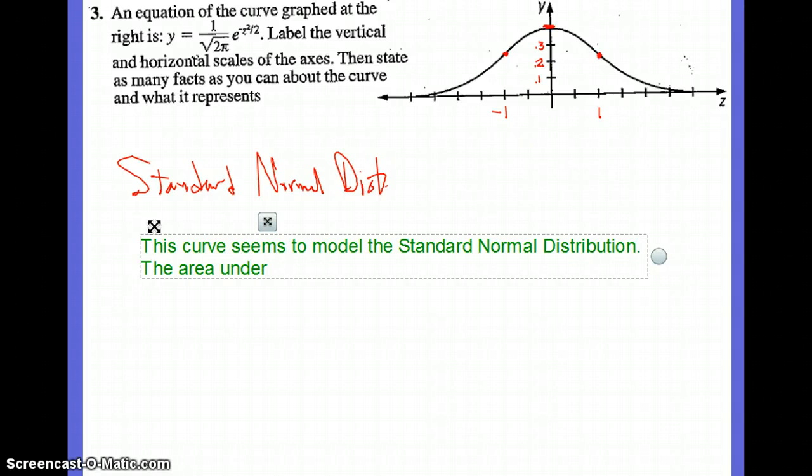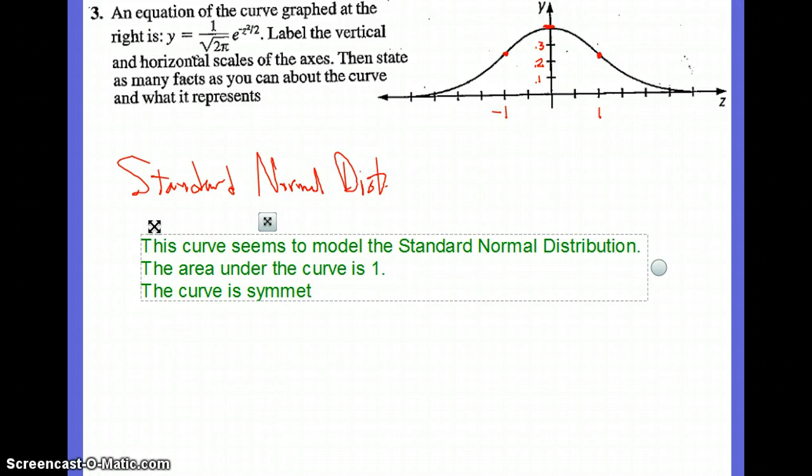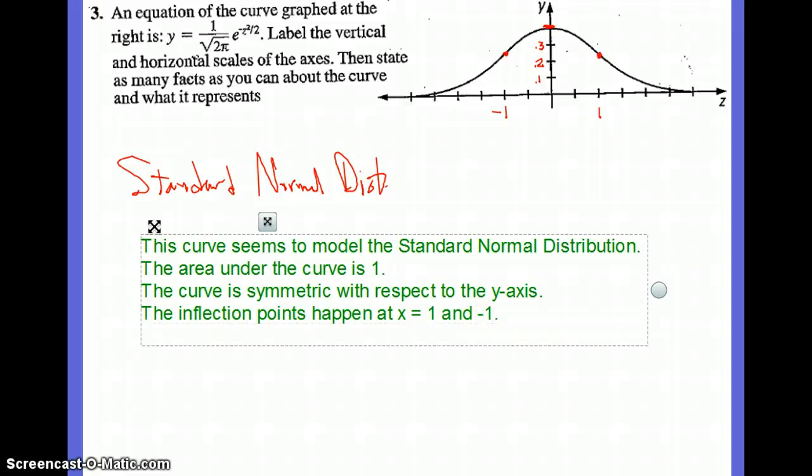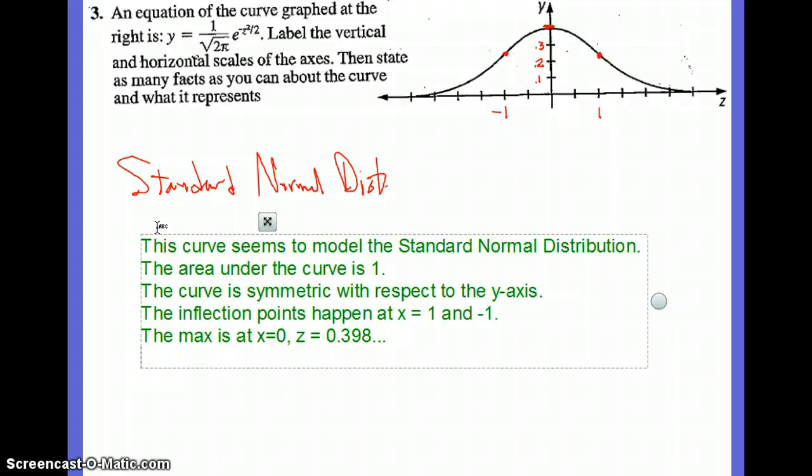The area under the curve is 1. The curve is symmetric with respect to the y-axis. The inflection points happen at x equals 1 and negative 1. What else do we know about? The maximum is at x equals 0. Z is approximately equal to 0.3, I think it was 98, dot, dot, dot. Is that all the stuff we knew about it?